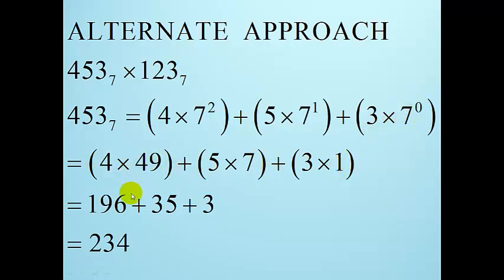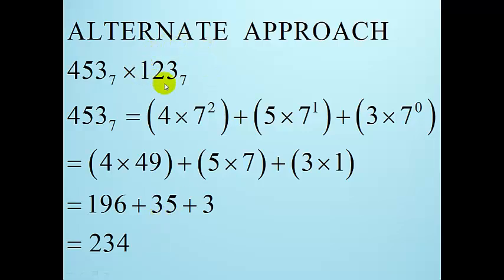4 times 49 is equal to 196. Plus 5 times 7 equals 35. Plus 3 times 1 is equal to 3. So 196 plus 35 plus 3 is equal to 234. That is 234 base 10. So 4, 5, 3 base 7 equals 234 base 10.